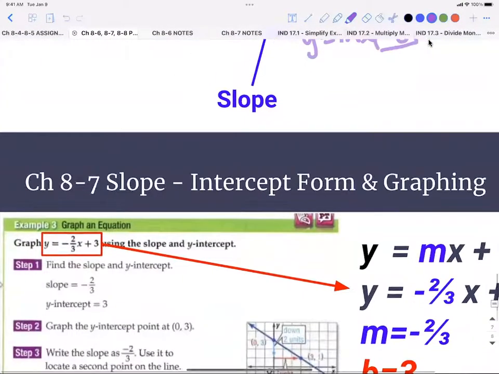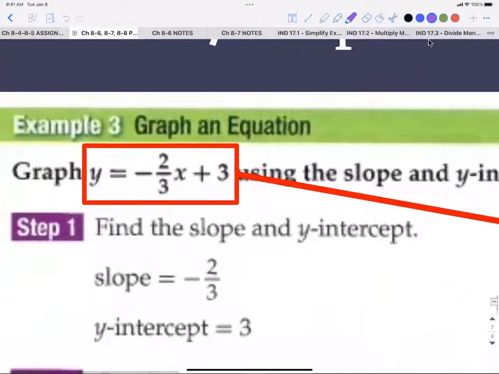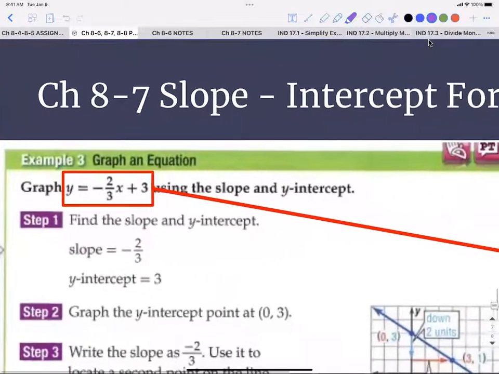So if you go ahead and write this example, y equals negative 2/3 x plus 3, write that example down in your notes. Y equals negative 2/3 x plus 3. If you are asked to identify the slope and the intercept, these are super, super simple.